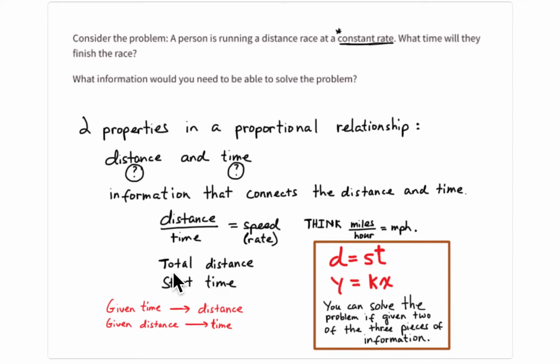So if you know the total distance and if you know the start time, then you can figure out how long it takes to run this race. And if you know the start time, then you just add that length of time onto the start time and you get the time at which they finished.